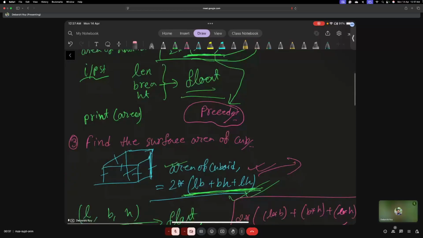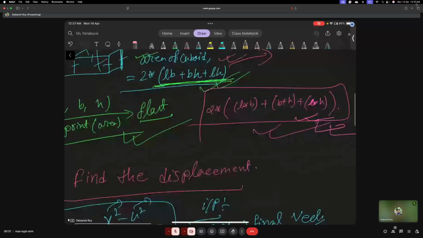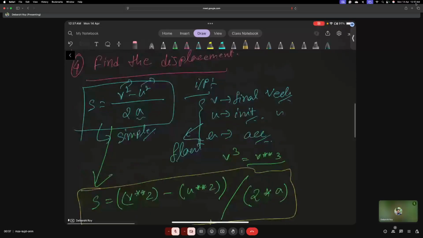Area of cuboid, that is again length, breadth, height will be taken as input, and calculation of area 2 multiplied by this formula. And the last example, where I am showing displacement, that is v square minus u square divided by 2. I hope you have already understood the problem statement clearly.